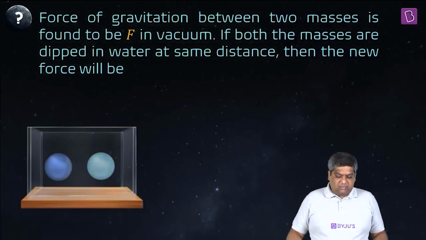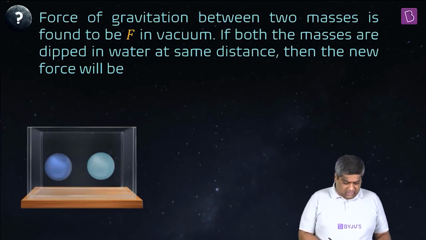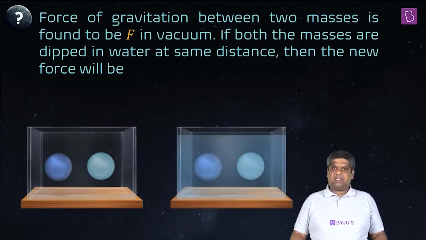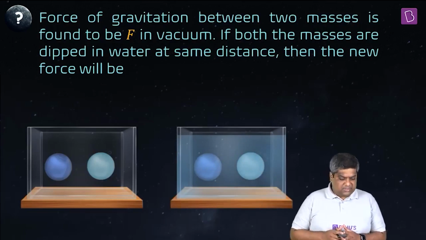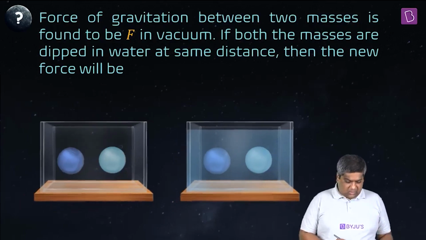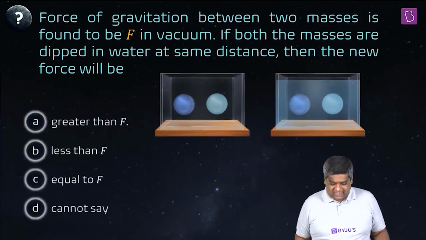Force of gravitation between two masses is found to be F in vacuum. If both the masses are dipped in water at the same distance, then the new force will be, right? So here we have two masses separated in vacuum initially, and then both of them are dipped in a liquid, right? So water, and the distance between them is maintained the same. Then what happens to the new gravitational force? And the options are greater than F, less than F, equal to F, cannot say.